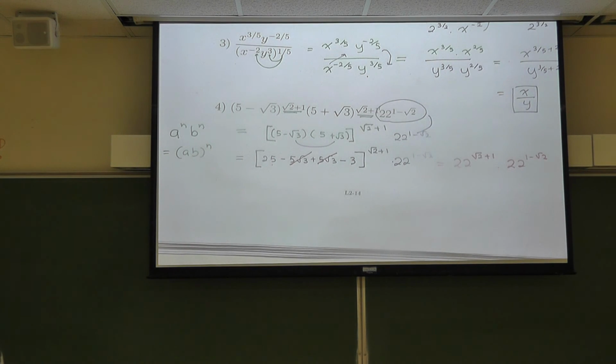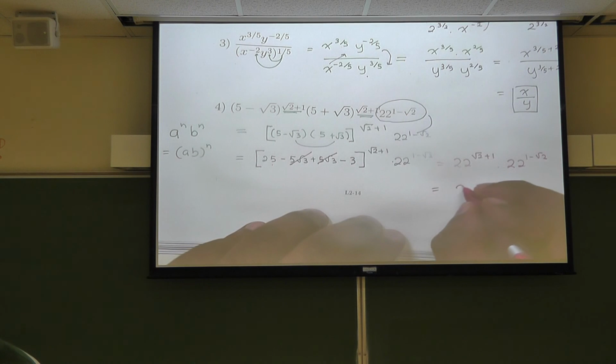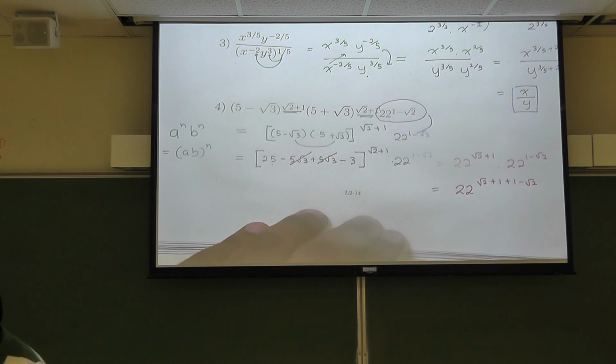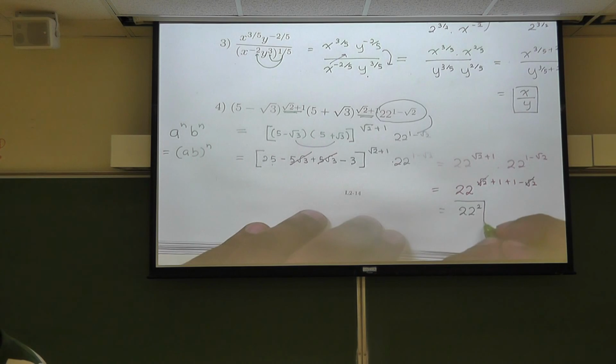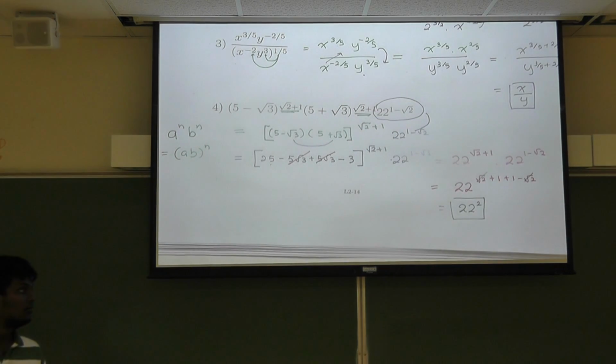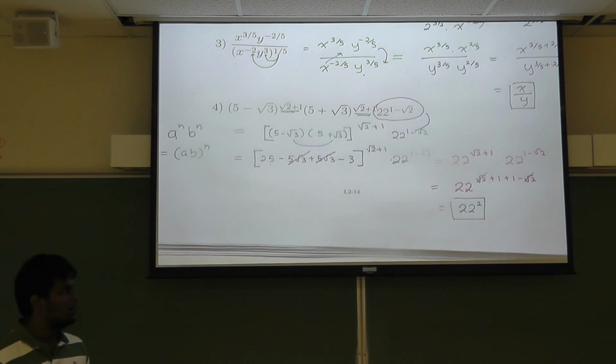And in that step, you can see the base is the same, therefore you can add the exponent. So let's write one base, 22, and add the exponent, root 2 plus 1 minus root 2. And now you can see that these two go off and you get 22 squared. Well, without a calculator, I will not expect you to figure out what 22 squared is in a minute, but just let's have it that way. So this is the end of the lecture part 2, and check out lecture part 3 in the future.